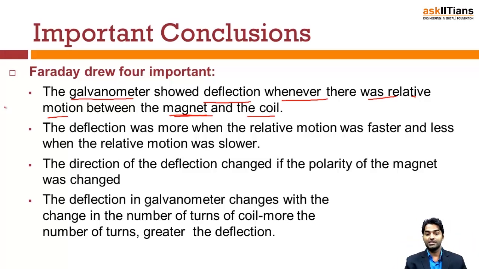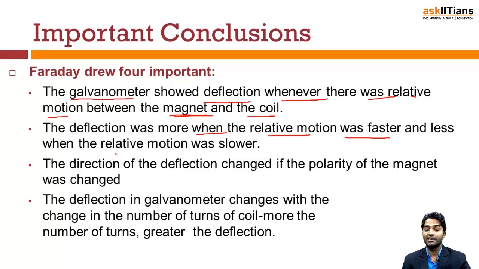Now we would like to discuss that the deflection was more when the relative motion was faster. It means that if there are quick variations in the magnetic field strength, that gives quick variation in the magnetic flux, and definitely the value of EMF will be according to that.